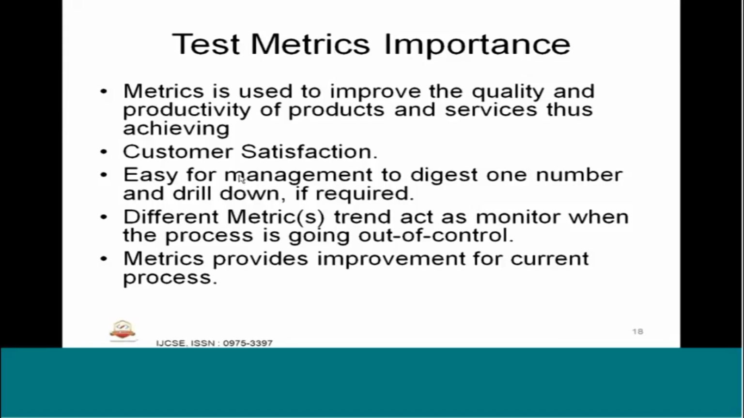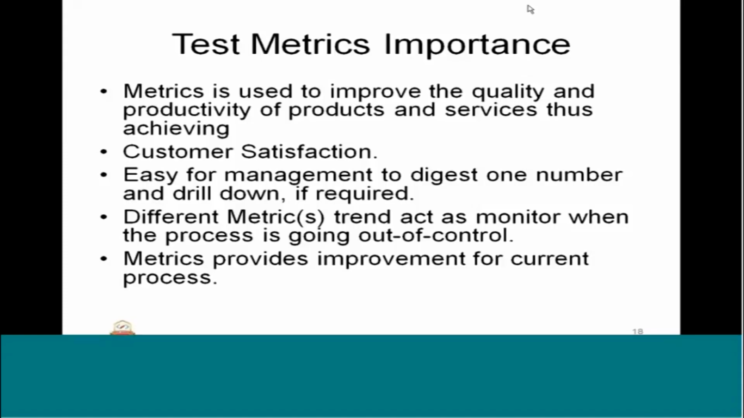That means when we do the testing, we are going to come up with different matrices, and the trend of those matrices will definitely show whether the program is going out of control or within control. We will study about these different metrics trends and different charts in future sessions. Metrics basically provide improvement for the current process. That means when we follow the process, it is going to continuously improve. That is what the metrics is going to help.